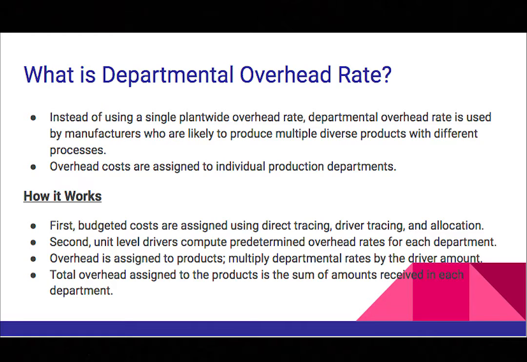Just to briefly go over what plant-wide overhead rate is, it is a single overhead rate that a company uses to allocate all of its manufacturing overhead costs to cost objects or products, and it's most commonly used in smaller entities because they have a simple cost structure. Going off of that, departmental overhead rate is usually used by larger corporations or companies because they're more likely to have multiple diverse products with different processes, and the overhead costs are assigned to individual production departments in an allocation pool.